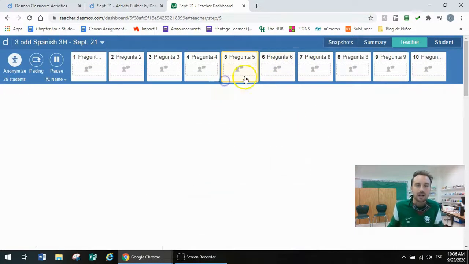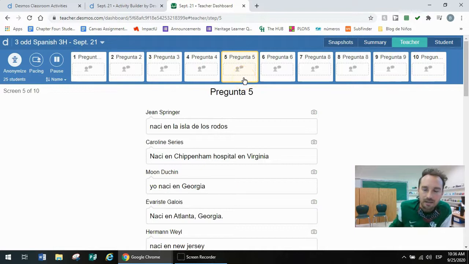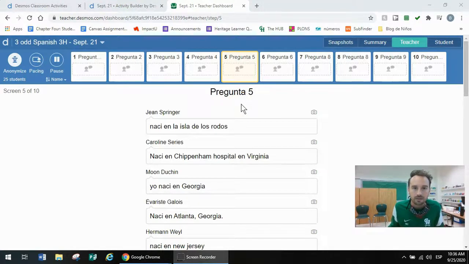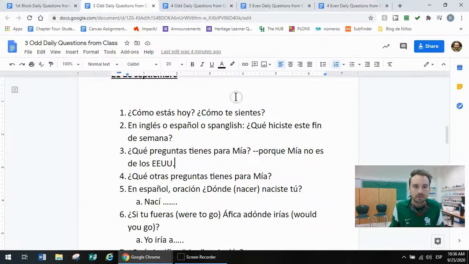I started asking questions related to our interview with Mia, but about the rest of the students in class. So Mia said that she was born in South Africa, in Johannesburg. So question number 5, I clarified in Spanish, where were you born? Now, the responses at first were full of stuff like this.